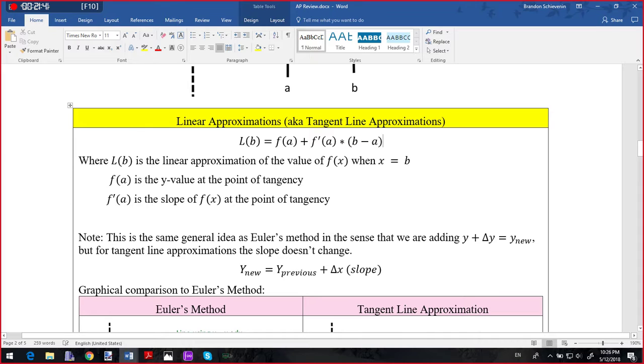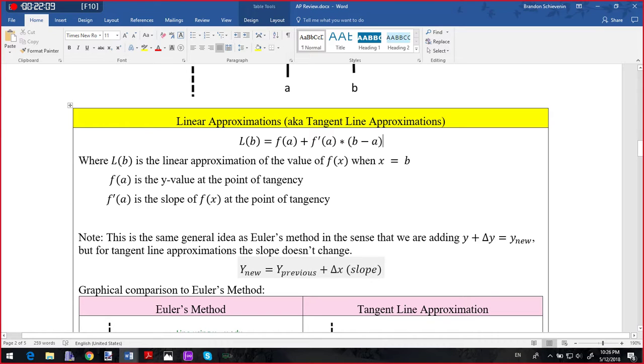Okay. Another way of thinking about this is it's really similar to what we did with Euler's method. So for Euler's method, we said our new y value will be equal to our previous y value plus our change in y. And then we broke that change in y down to be change in y over change in x times change in x, which became this. Our new y value is our previous y value plus change in x times slope, right?